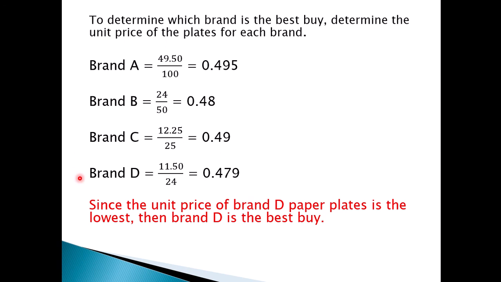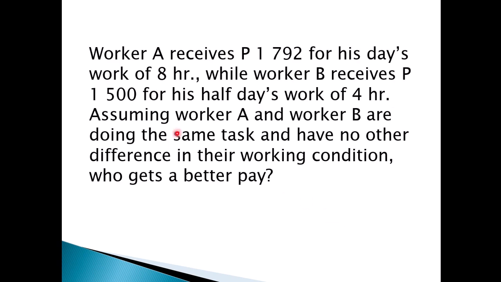Okay, we decided on brand D as the best buy already. And that's our answer. Simple as comparing their ratio, the ratio of the two, then we get the best buy, which is the lowest value or the lowest answer, which is 0.479. Okay, another example.